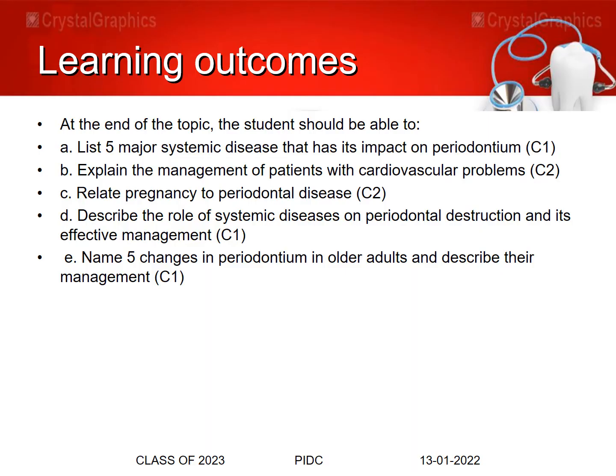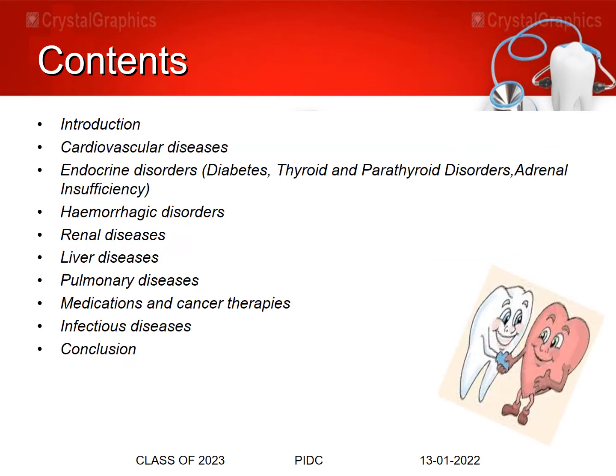So the learning outcomes include at least listing 5 major systemic diseases that have an impact on the periodontium, explaining the management of patients with cardiovascular problems, relating pregnancy to periodontal disease, describing the role of systemic diseases on periodontal destruction and its effective management, and naming 5 changes in the periodontium in older adults and describing their management. So these are the contents of the lecture.